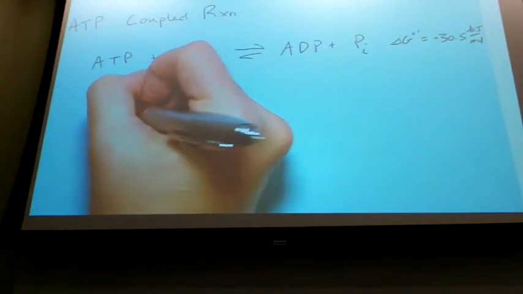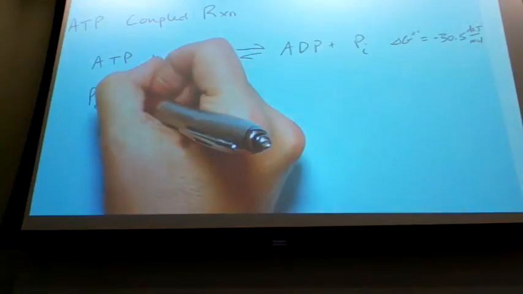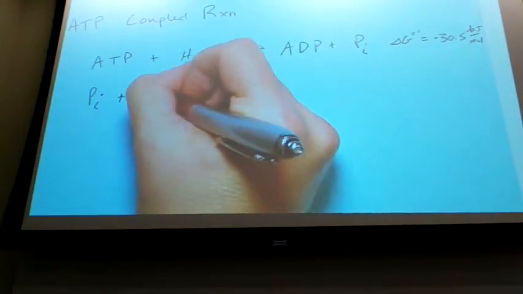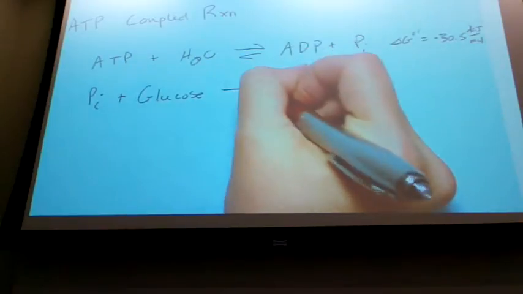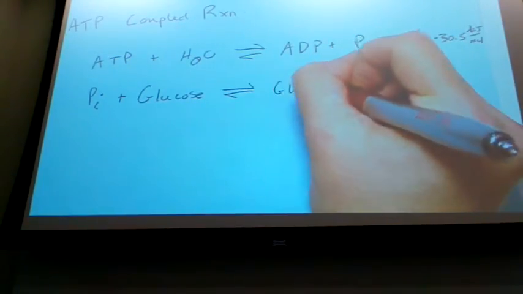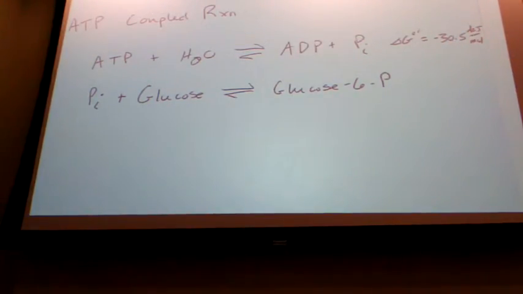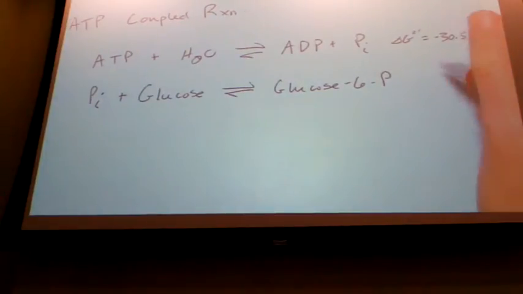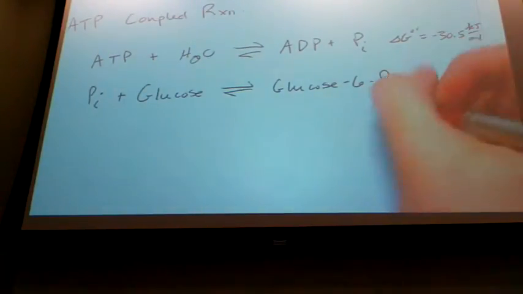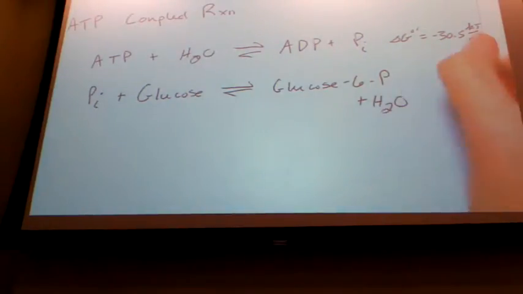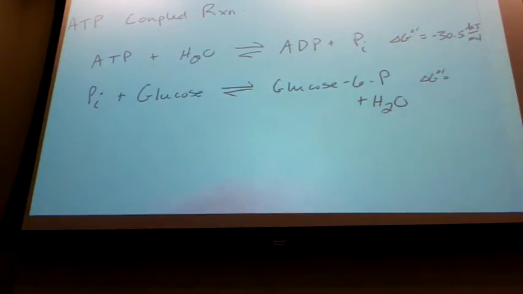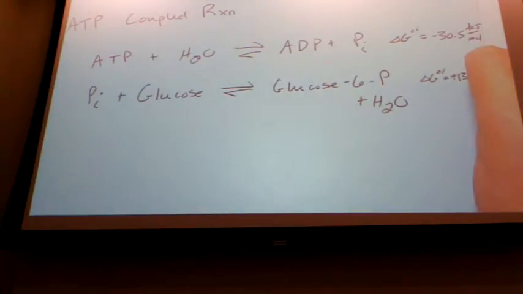Okay, here's a reaction that we're going to look at really soon in the next chapter. So inorganic phosphate plus a glucose could make a glucose 6-phosphate. And I'm just going to write the phosphate as a P, so glucose 6P. So that just means the phosphate group's attached to the hydroxyl on the number 6 carbon of glucose. Plus a water, we get a water there, and that free energy change is a positive 13.8 kilojoules per mole.